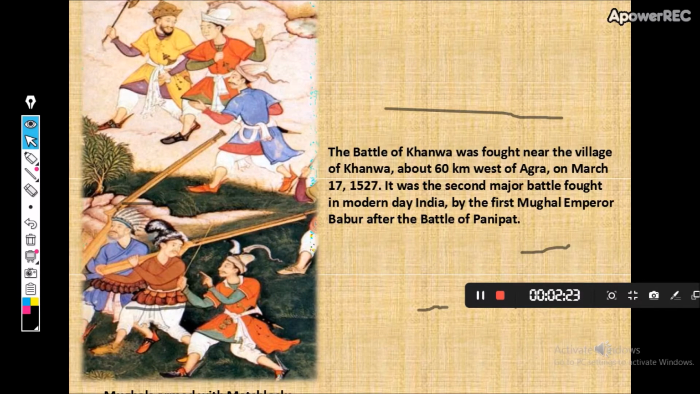The Battle of Khanwa was fought near the village of Khanwa, about 60 km west of Agra, in the year 1527. It was the second major battle fought in modern-day India by the first Mughal emperor Babur, after the Battle of Panipat.